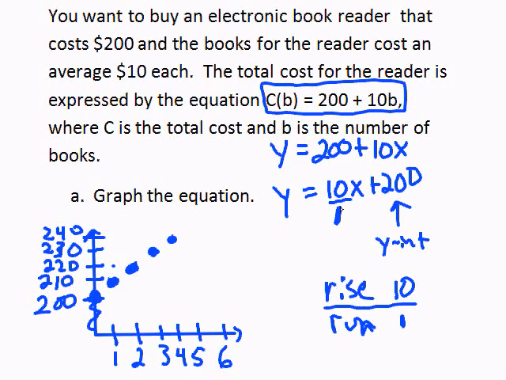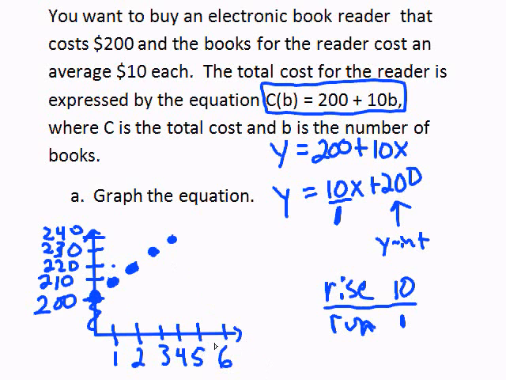I then rewrote it so that it was in slope-intercept form. I plotted my y-intercept and I used my rise over run to find a series of points. I did not connect my dots because it was a discrete function, not a continuous function.